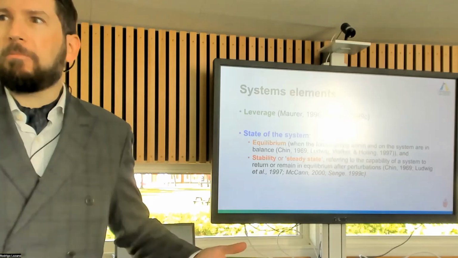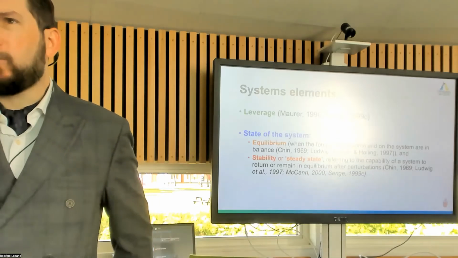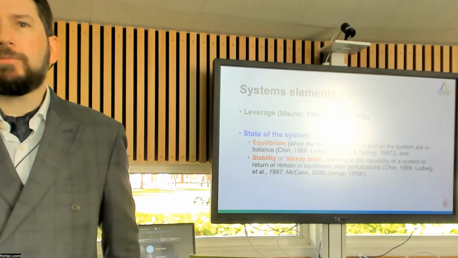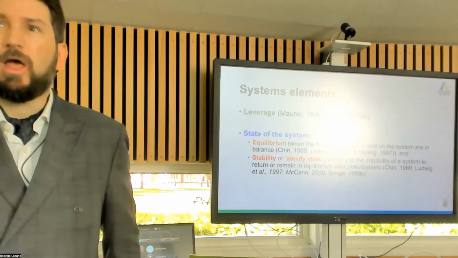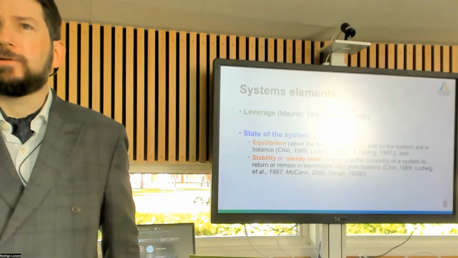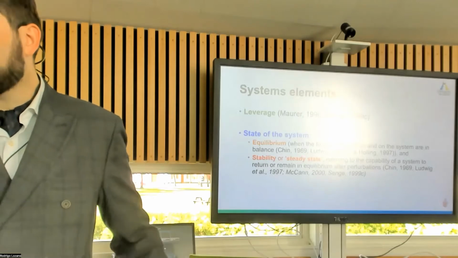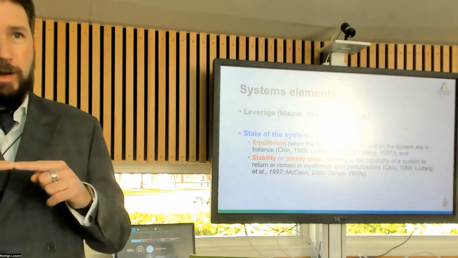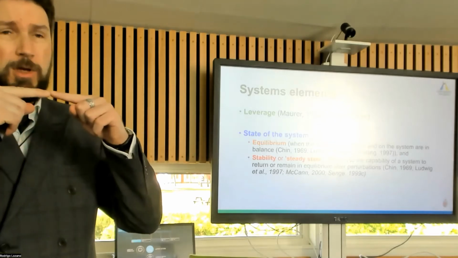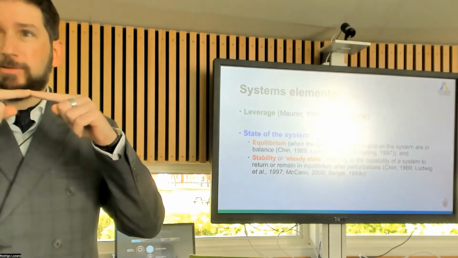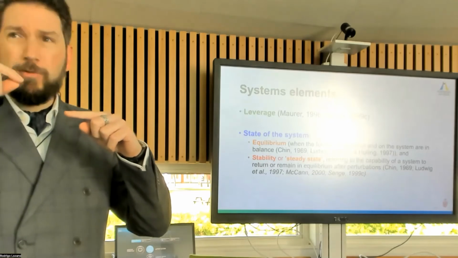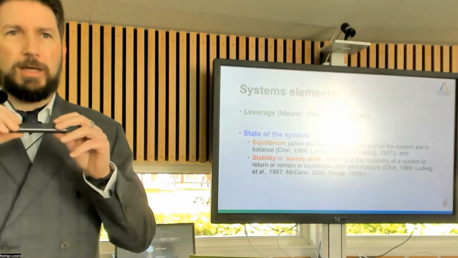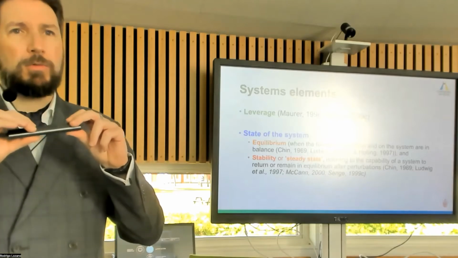State of the system. What do you mean by that? Okay, we have one called equilibrium, and the other one is steady state, or stability. What's the difference? One is when the forces acting within the system are in equilibrium, so you have two forces and they're both kind of happy in the same amount. And the other one is, if you apply an external force, how likely is it for the system to fall down?